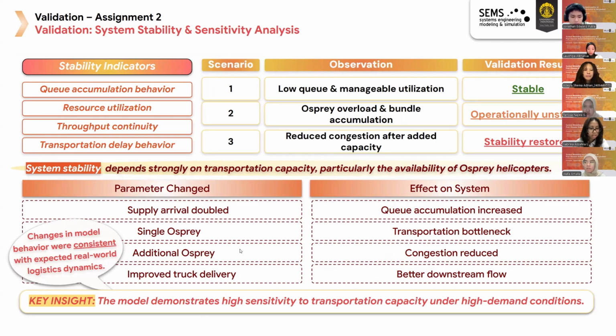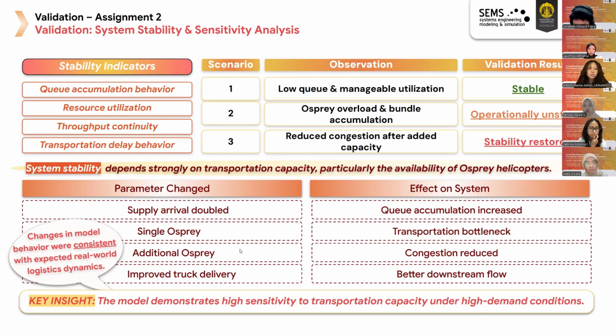Let's move on to the validation page for this assignment. After we do the verification and validation, we can conclude the stability indicator with the queue accumulation behavior. Then we get the results from the stability indicator: stable, operationally unstable, and stability restored. System stability depends strongly on transportation capacity, particularly the availability of Osprey helicopters.